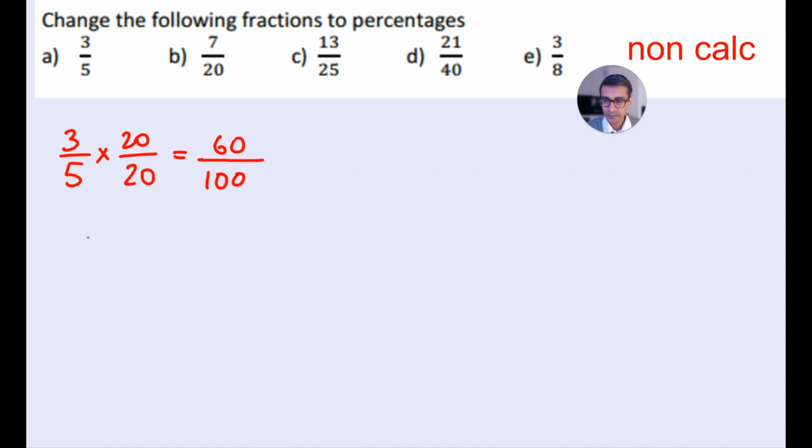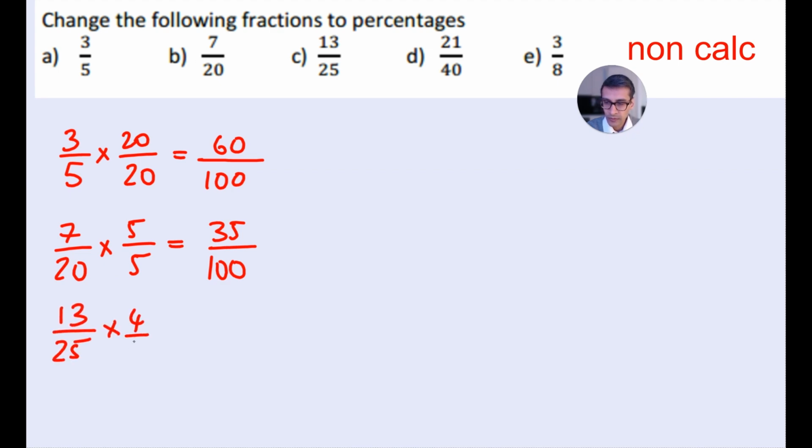So for question B, 7 over 20, we're going to multiply by 5 over 5. That's 35 over 100. Question C, 13 over 25.